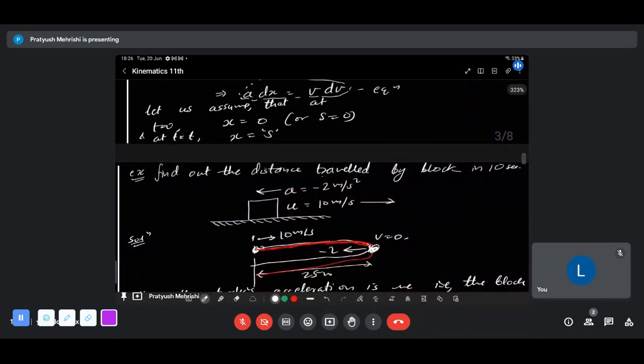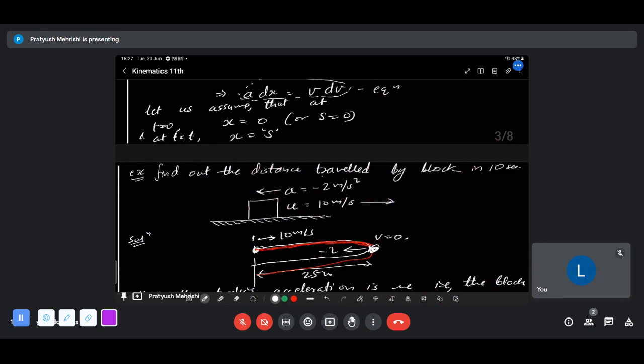Similarly, this question: find out the distance traveled by the block in 10 seconds. Only this diagram is given in the question. In this diagram, u is equal to 10 meter per second to the right and acceleration is -2. It means acceleration was in the opposite direction. So what will happen? The block will continue to move towards the right for some time till its velocity becomes 0 due to retardation. Then it will start coming back because the acceleration is still negative. It will pull the block towards the left hand side.